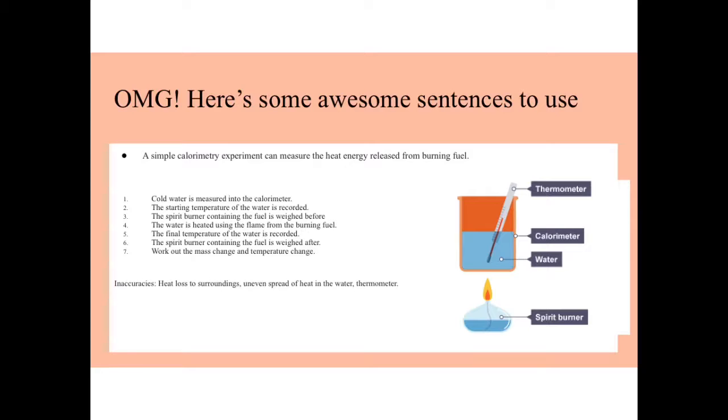There are inaccuracies with this. Heat is lost to the surroundings, so it's not actually heating up the water, which means it will take longer and essentially use more fuel than it should. There's also an uneven spread of heat in the water, so you are heating up one section, and if your thermometer is a bit higher up, the section it's in takes a little longer to heat up. The thermometer is only a plain thermometer. If you had a digital thermometer, it would be more accurate because it has higher resolution.